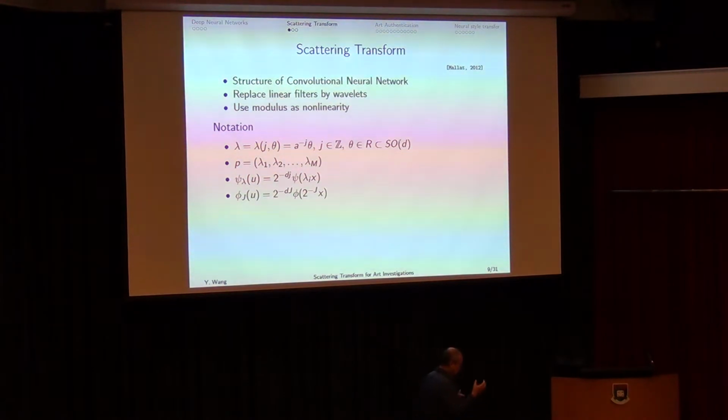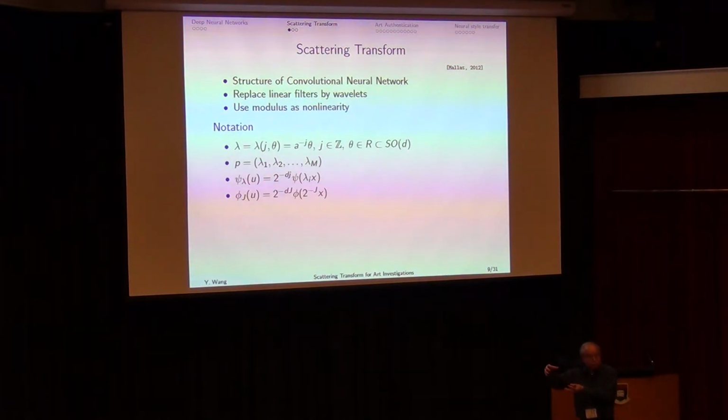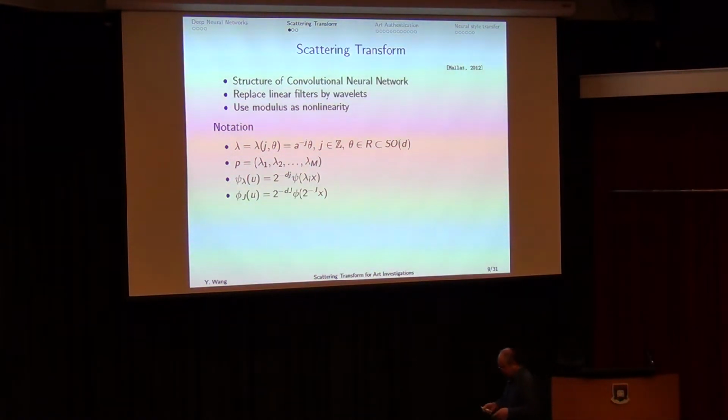The other thing is that you also have a dilation factor. In one layer I use a very wide wavelet, and in the next layer I use the same wavelet but shrink it a little bit. So it's a multi-scale thing. This is the basic idea. This was developed by Mallat's group.